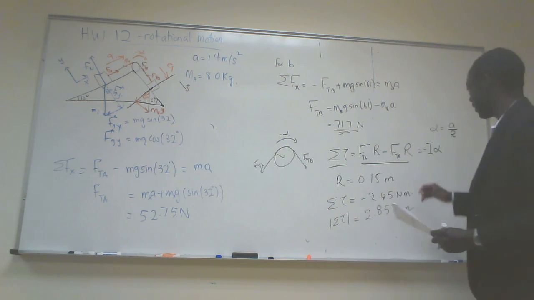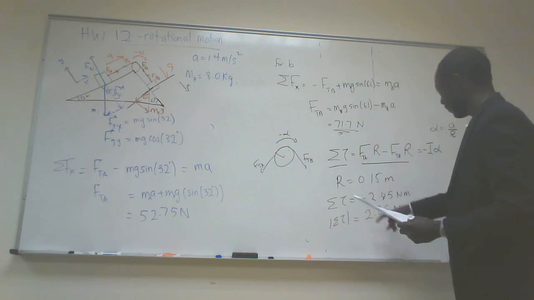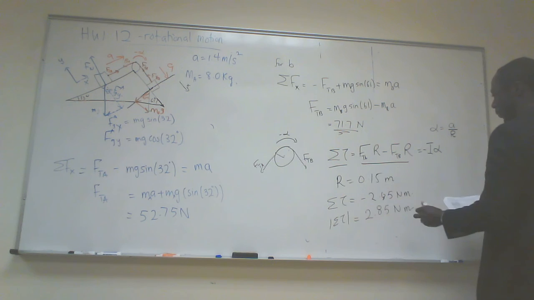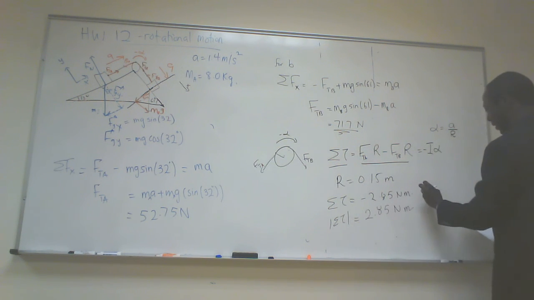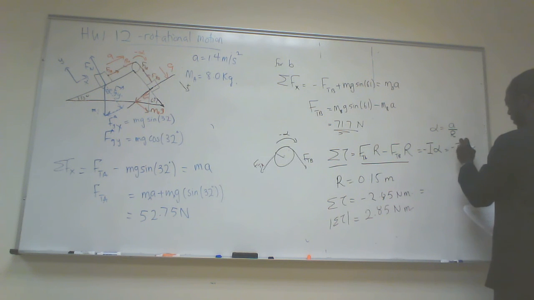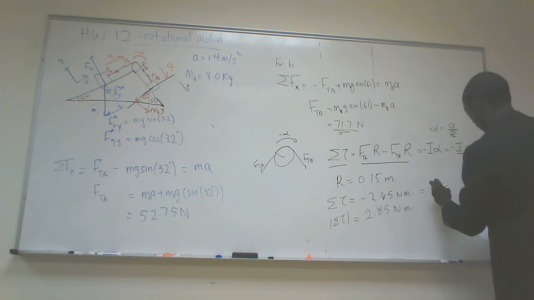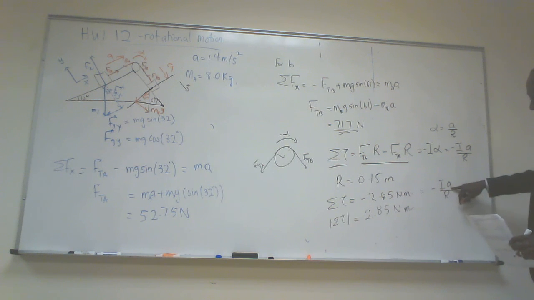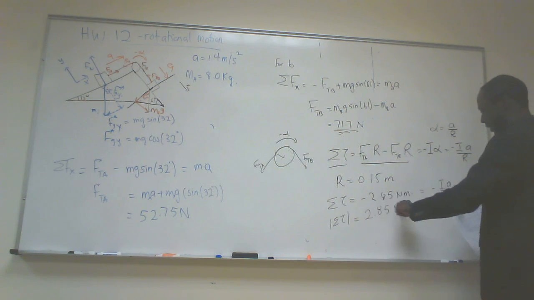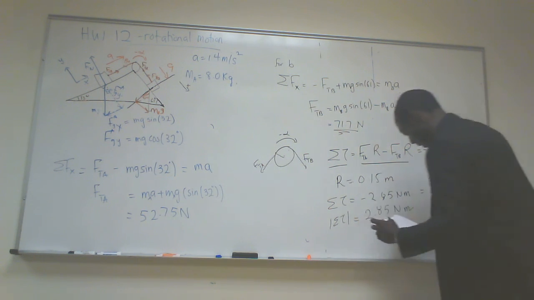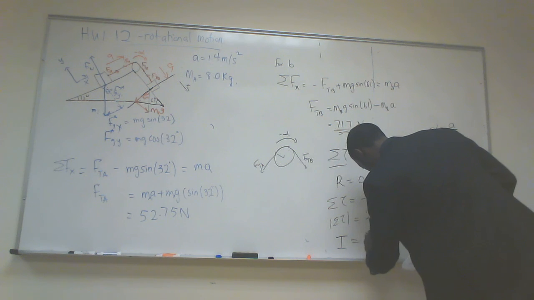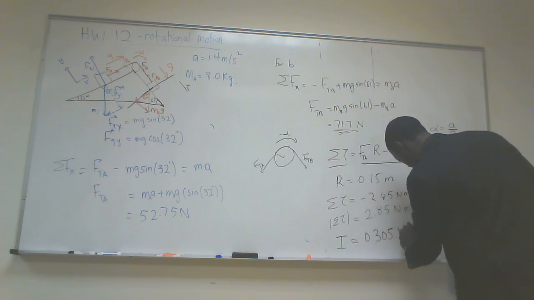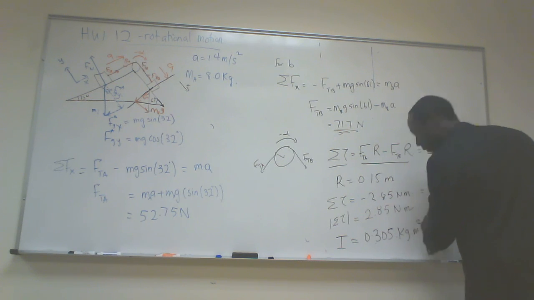All right, so the next part, we'll have to find the moment of inertia of the pulley. So we know that the net torque in this part of the equation is equal to minus I a over R. So we know what the radius is, we know what the acceleration is, and we can just rewrite this equation here to find the moment of inertia. And so we find the moment of inertia is equal to 0.305 kilogram meters squared.